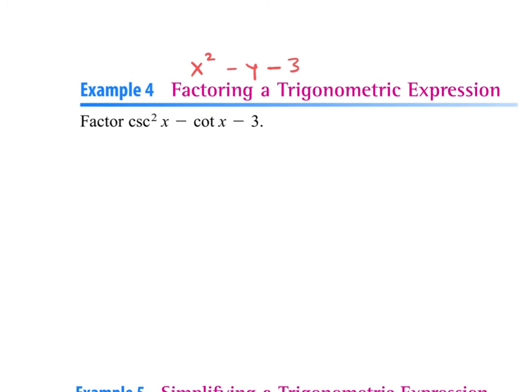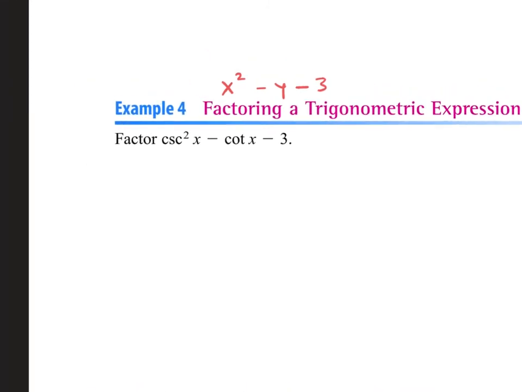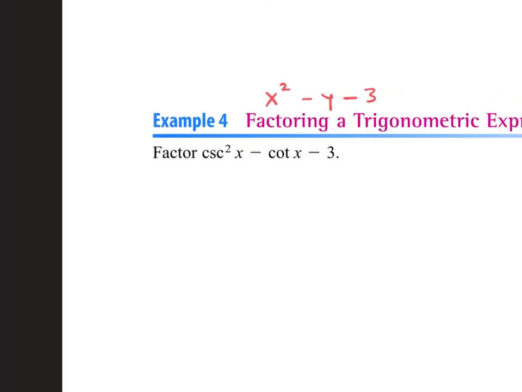Use one of our Pythagorean identities. The Pythagorean identity that involves cosecant is 1 plus cotangent squared u is equal to cosecant squared u. So we can substitute 1 plus cotangent squared in for our cosecant squared. Everybody with me so far?